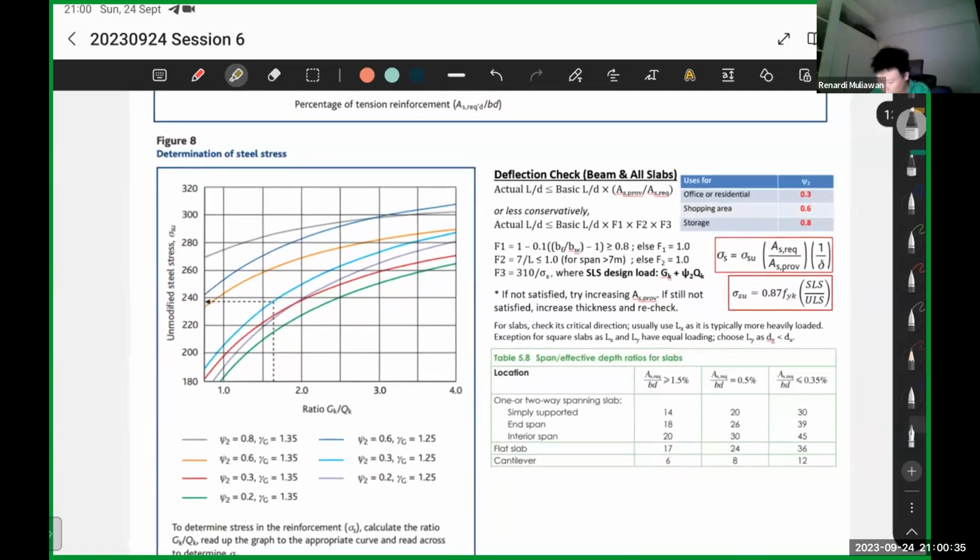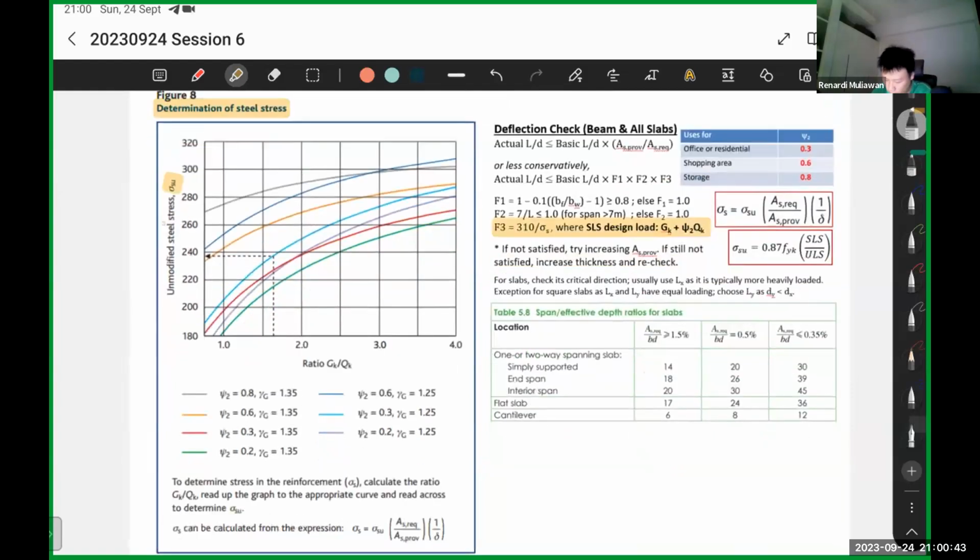This one, still stress, is actually sigma SU. So again, we use this for deflection and also for crack control. For this one, again, you need to find the ratio between GK and QK. And then you just draw a line to the correct side, and this one is the partial factor of G, the partial factor of the dead load. So you just draw a straight line up and go to the left. You get the sigma SU.